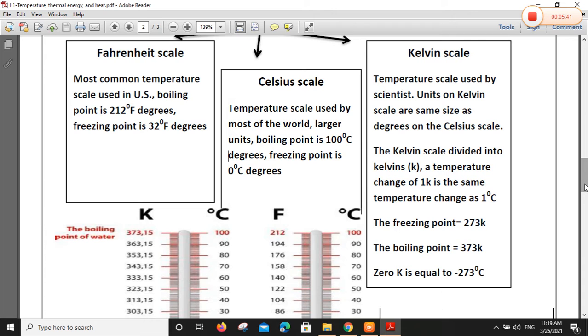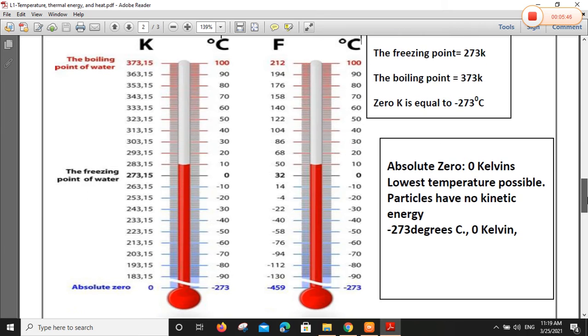What about 0 K? 0 K is the absolute 0. Absolute 0, which is 0 K, we name as the lowest temperature, which means the particles have no kinetic energy at absolute 0.